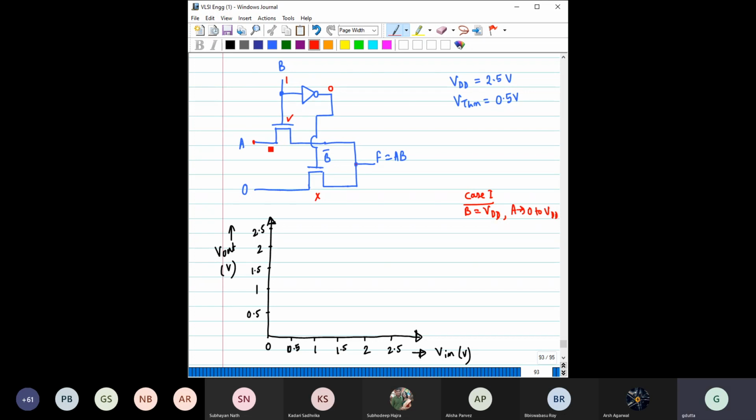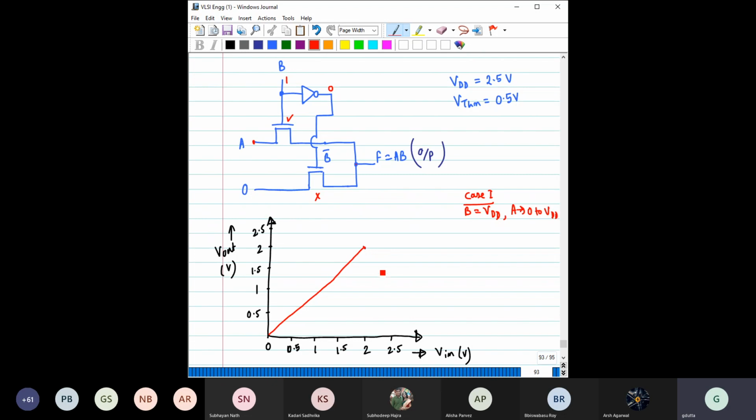Shorted means have some resistance, but however A changes, F will follow that, right? So from that point of view, can we not say that this F is basically the output? Let me use the red one only. The output will follow the input, right? The output will follow the input.